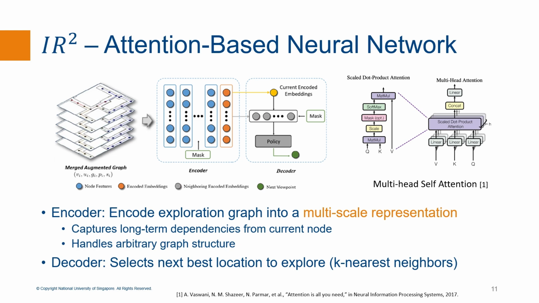Next, the encoder encodes the exploration graph into a multi-scale representation using stacked self-attention blocks. This allows for the capturing of long-term dependencies from the current node and accepts arbitrary graph structures given different kinds of exploration maps. Lastly, the decoder outputs the next location for the robot to explore.